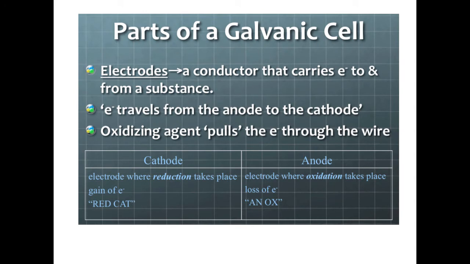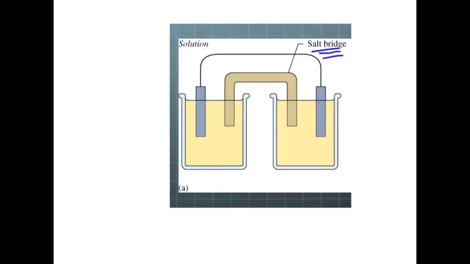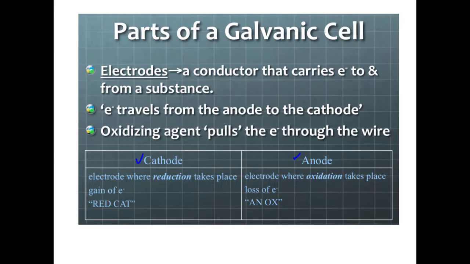All right, so the parts of a galvanic cell: we have an electrode, and there are two electrodes. One's going to be called the cathode and another one is called the anode. And there's two portions, so that's what we would have if we go back to my picture here. We would have an anode and a cathode, two different sides of the battery.